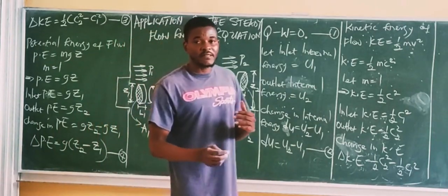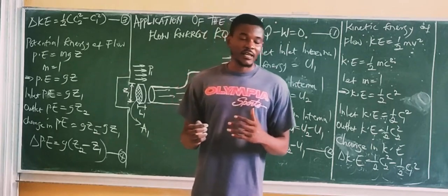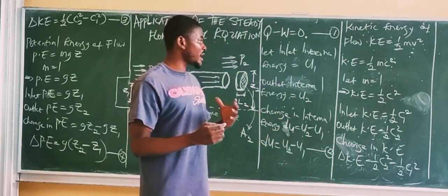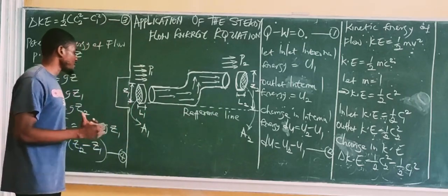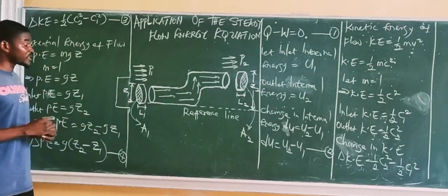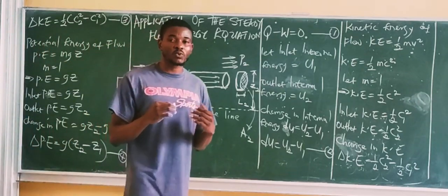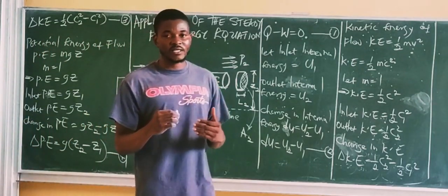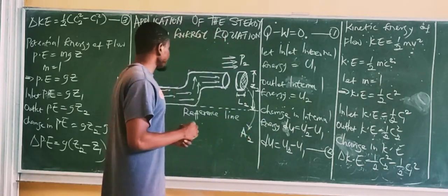First, we obtained the internal energy. After the internal energy, we obtained the kinetic energy. After the kinetic energy, we obtained the potential energy. After the potential energy, we will now obtain the final kind of energy that exists in the system. The final energy that exists in the system is what we call the flow energy.